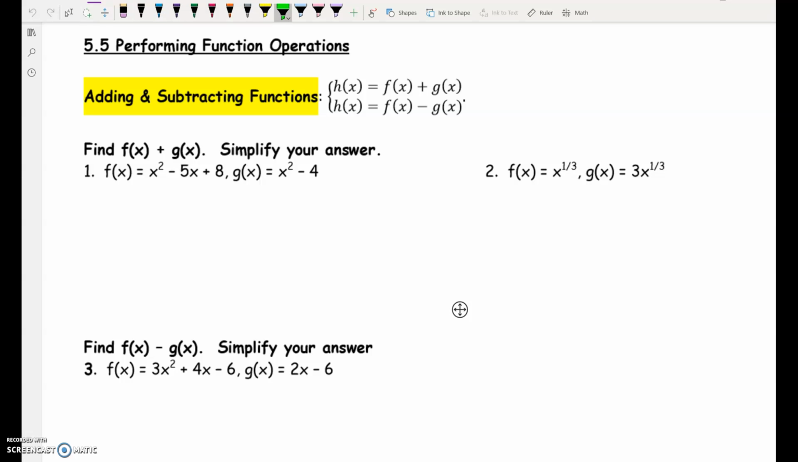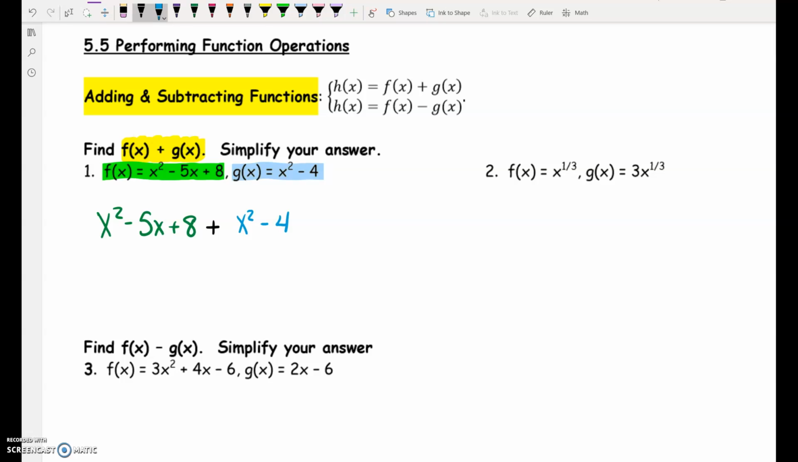I'm going to use green. F of x is x squared minus 5x plus 8. G of x is x squared minus 4. They want you to find f of x plus g of x. That means they want you to take x squared minus 5x plus 8 and add x squared minus 4. They want you to take the f function, the green one, and the g function, the blue one, and add them together.